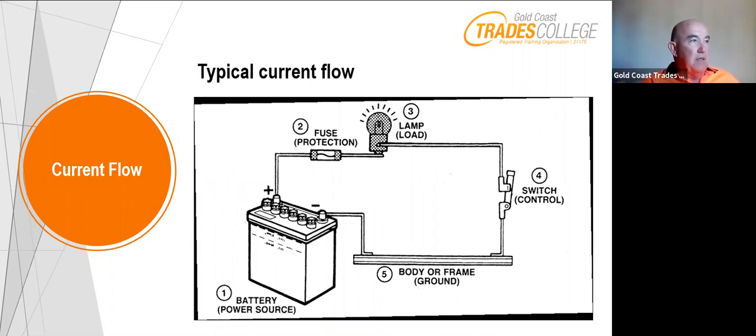and as you progress into working out electrical wiring circuits and things. Typical current flow, got our battery there, the negative and positive. From the positive, we've got power running along up into a fuse protection, a lamp, light bulb, it's the load, and then we've got the switch or on-off control, and that goes back to the body or frame, which is the ground, which runs back to the negative.